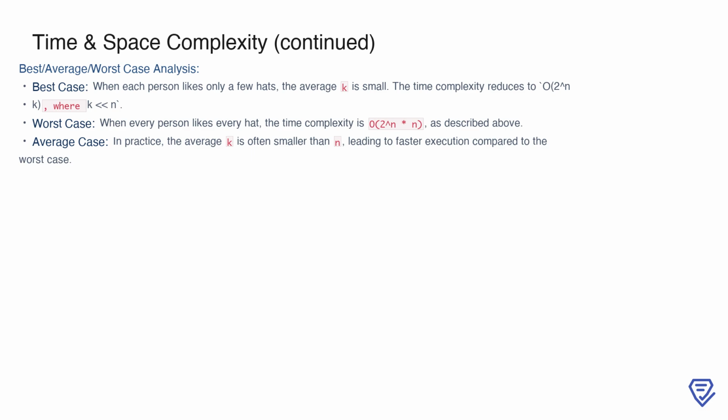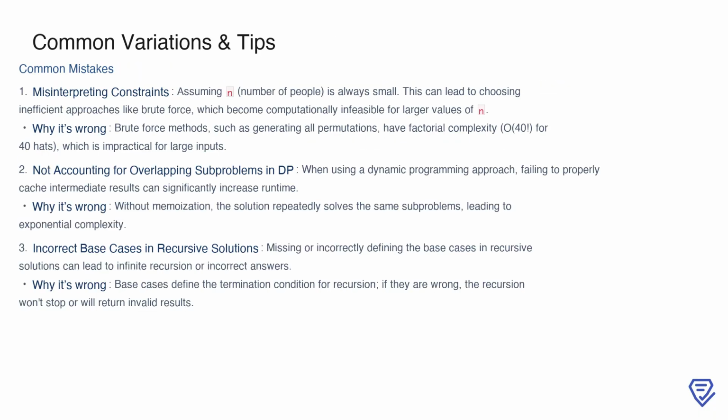This breakdown highlights how the dynamic programming approach effectively handles the problem's combinatorial nature while minimizing unnecessary computations. A common issue when solving this problem is misinterpreting the constraints, particularly the assumption that the number of people n is always small. This often leads to brute force solutions, like generating all possible permutations, which have factorial complexity. For example, calculating permutations for 40 hats results in 40! complexity, which is computationally infeasible.